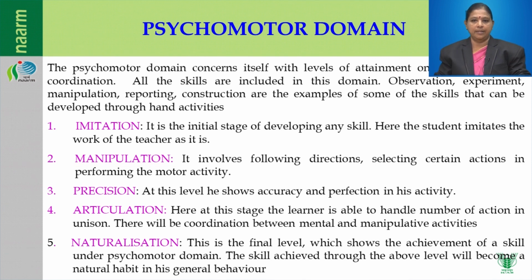And the third stage, at this stage the student shows certain accuracy and perfection in doing the activity. And articulation, here the student shows coordination between the ideas and motor activities. And naturalization, this is the final level which shows the achievement of a skill under the psychomotor domain, and the skill acquired in one activity will be applied in other situations also.